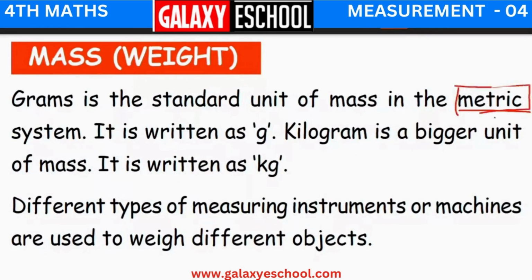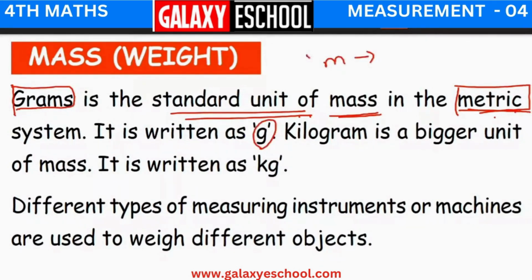Yes, children. So in this metric system, the standard unit that we use for measuring mass of the given objects is grams. It is nothing but grams, and it is written as g. For meters, we've used the letter m to represent meters. In the same way, for grams, it is written as g.